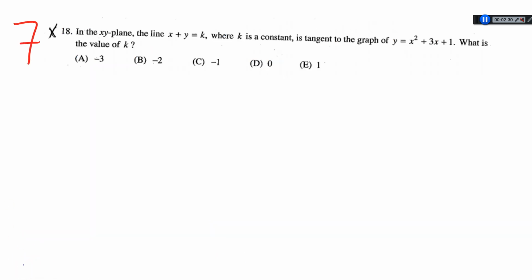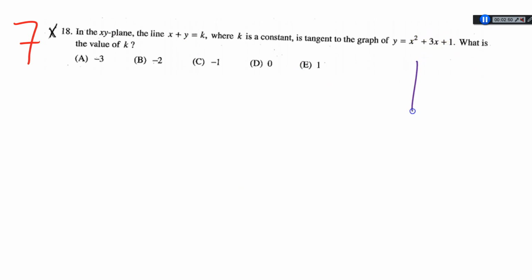Let's try the next one. In the xy plane, the line x plus y equals k, where k is a constant, is tangent to the graph of y equals x squared plus 3x plus 1. What is the value of k? Now, sometimes people see this and they think, gosh, I have no idea how to do this. But if you think a little bit and you try it, we'll see if we can knock something out.